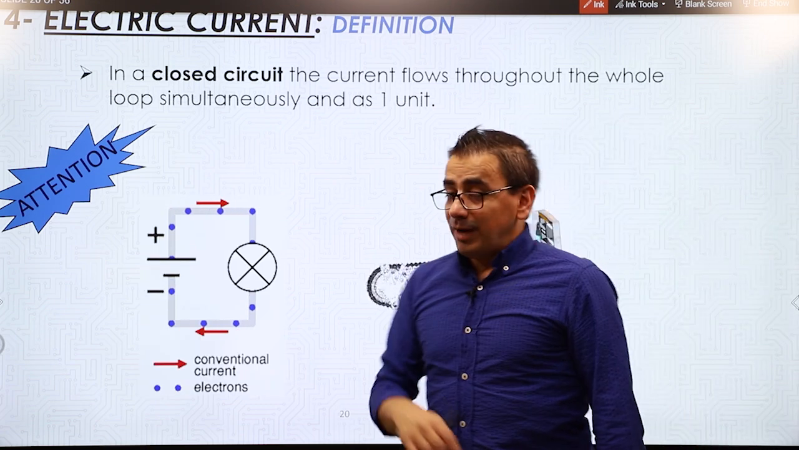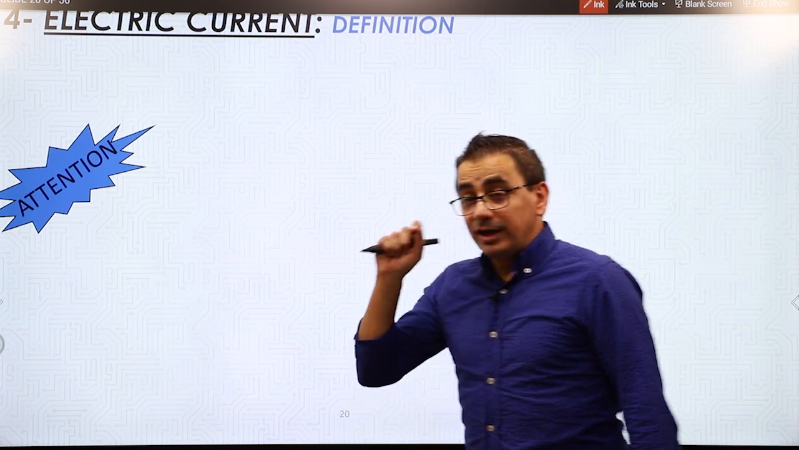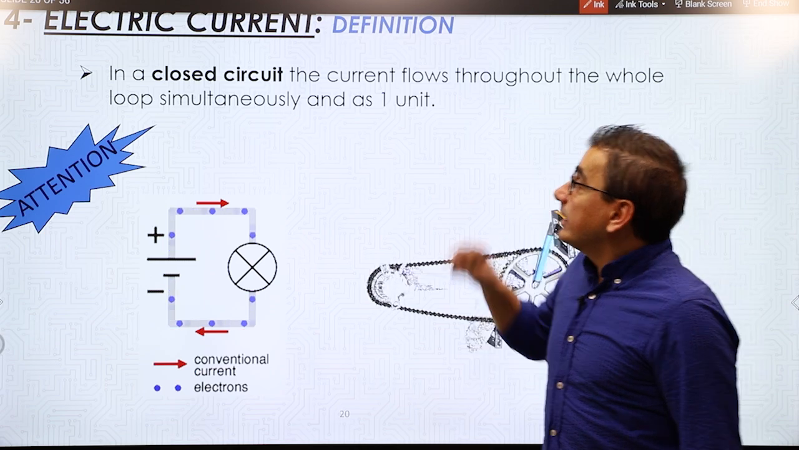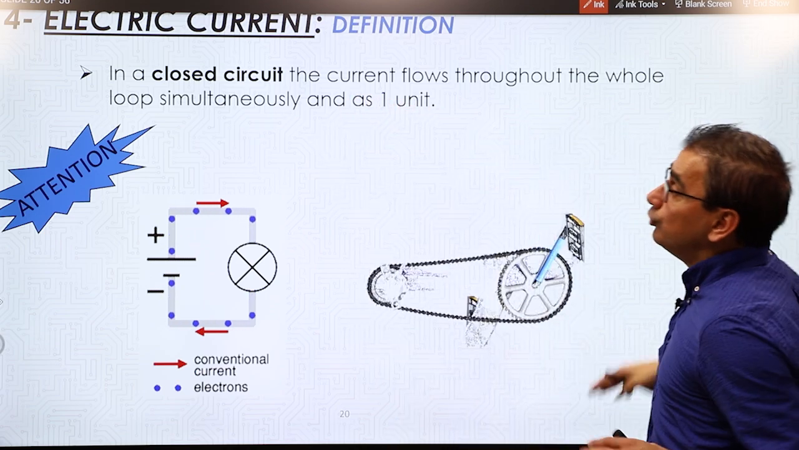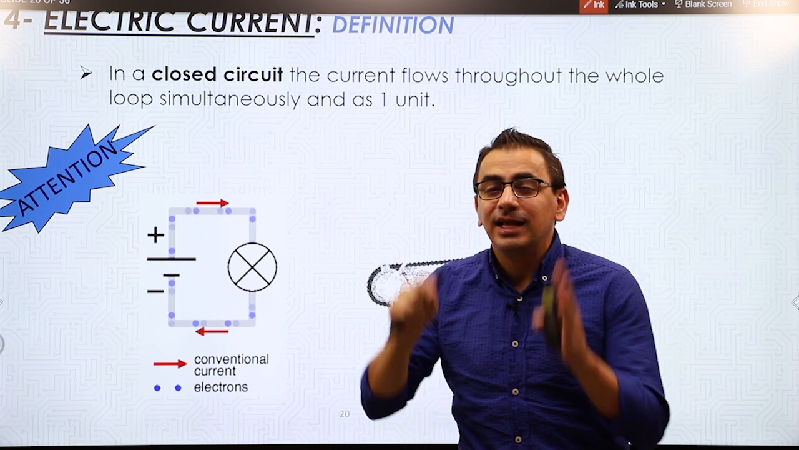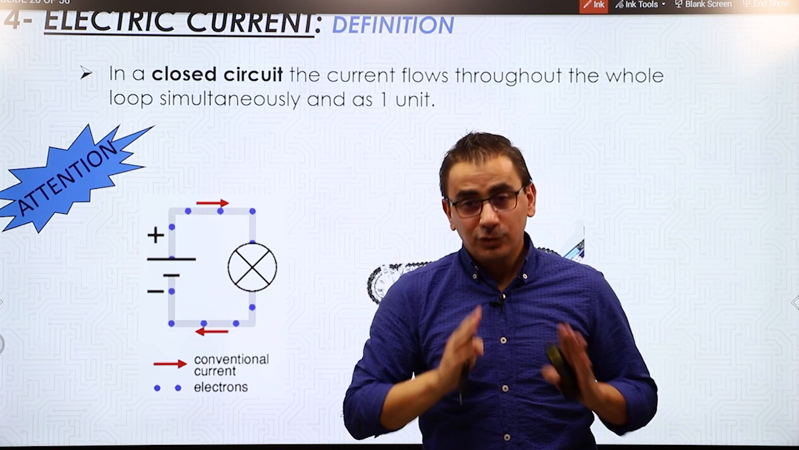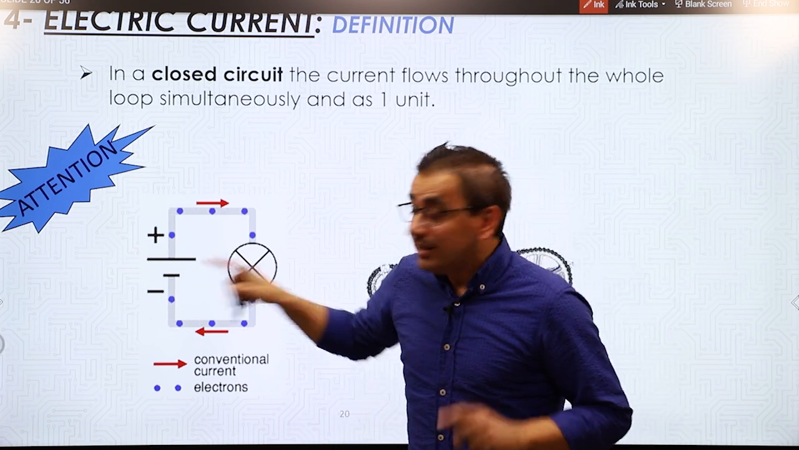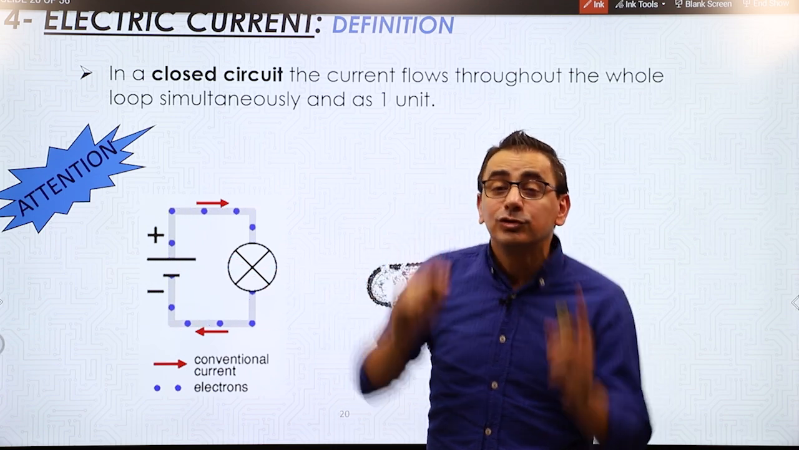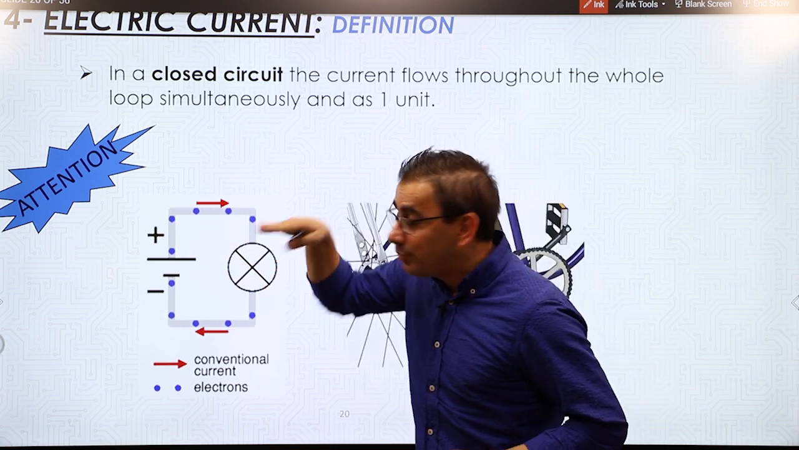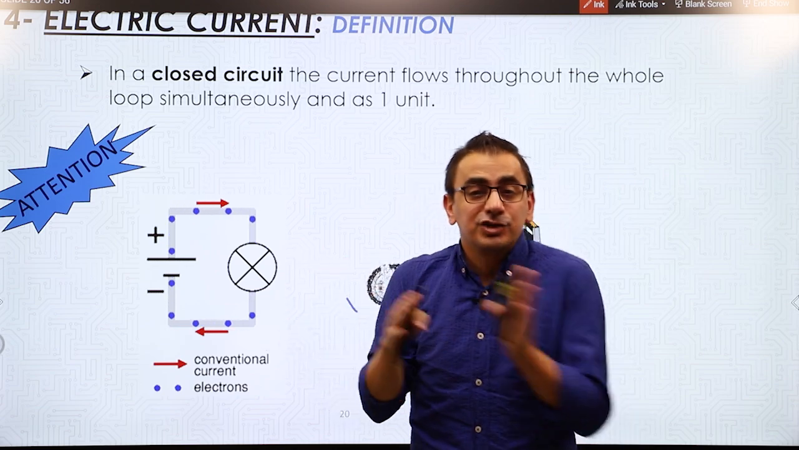Okay, keep in mind a very important thing concerning electric current. In a closed circuit, the current flows throughout the whole loop simultaneously and as one unit. Okay? So in an electric circuit, electric current always flows in the same direction and all together. We do not have partially flowing and partially stopping.